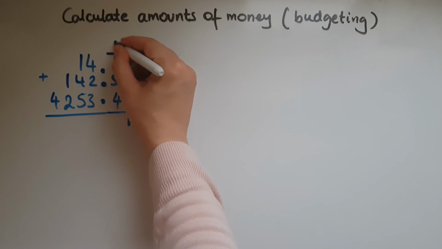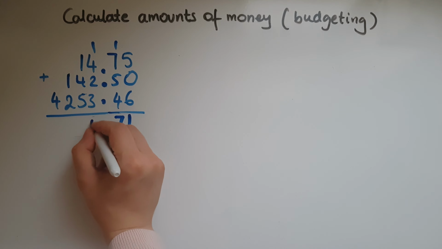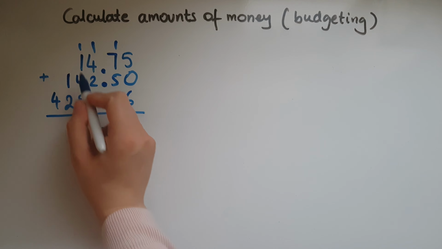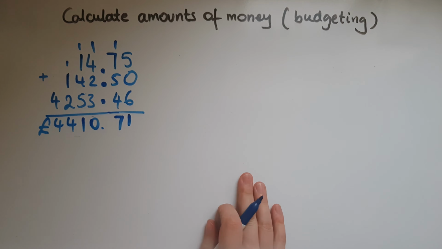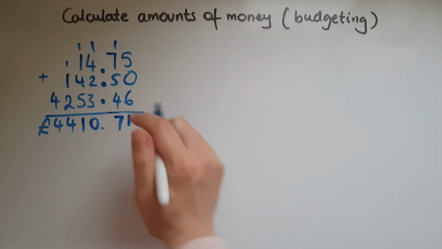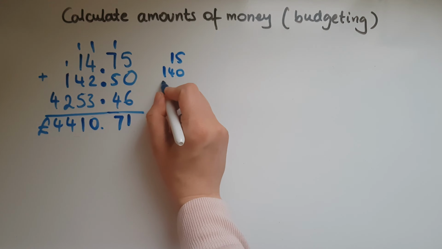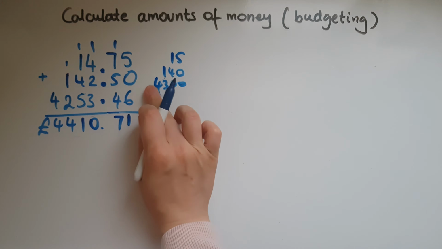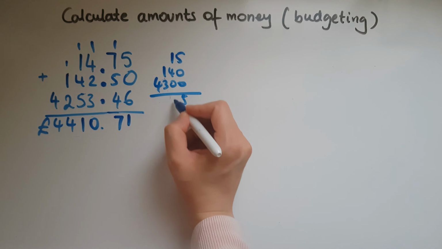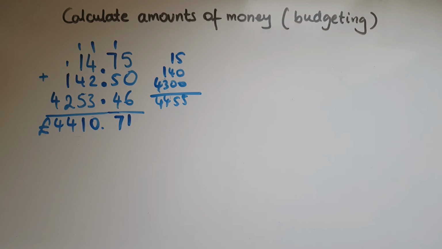So there we have 11, then 17, then 10, 11, 4, so £4,410.71. To double check that I've got this right, I'll round this up. So I've got 15, 140, 4,003, 4,300. So 5, 5. So this comes close to this one. That shows that I've got the calculation right.